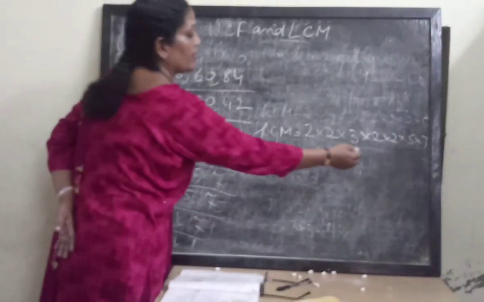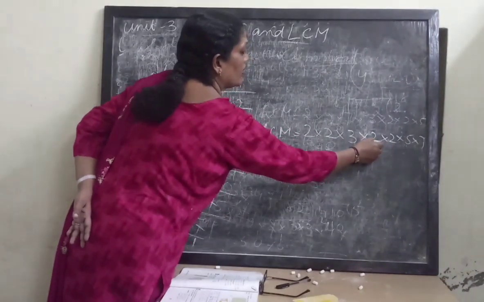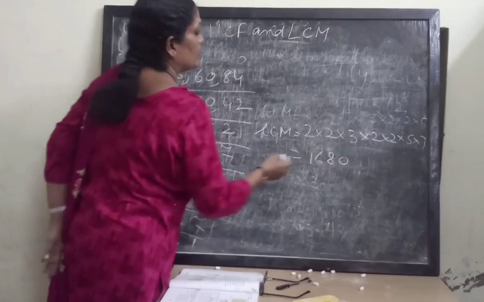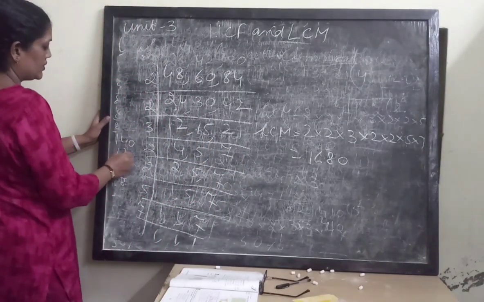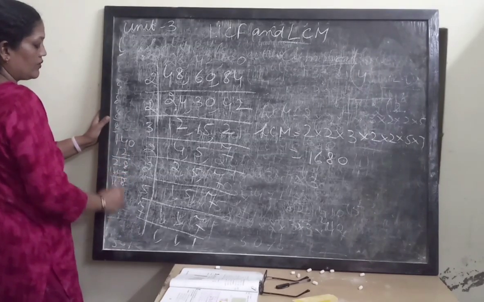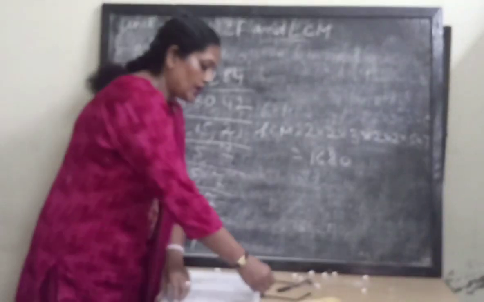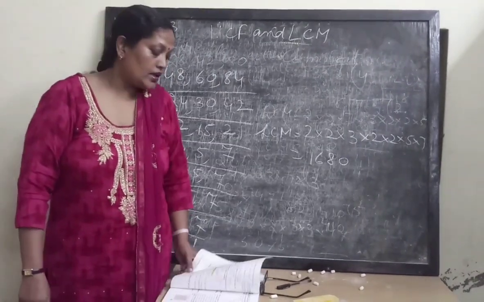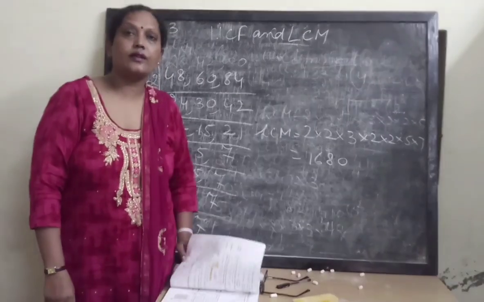One more time we multiply: 70, 140, then 140 into 12. 4 8s are 32, 2 1s are 2, 14, 8, 6, 1680. With this, I have completed exercise 3.5. In my next lecture, I will teach 3.6. Thank you, students.